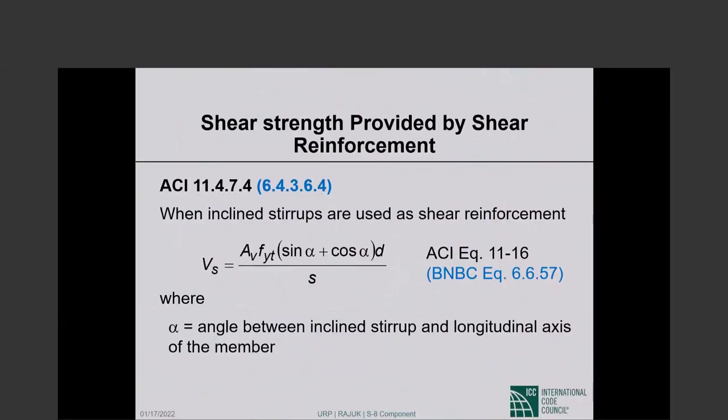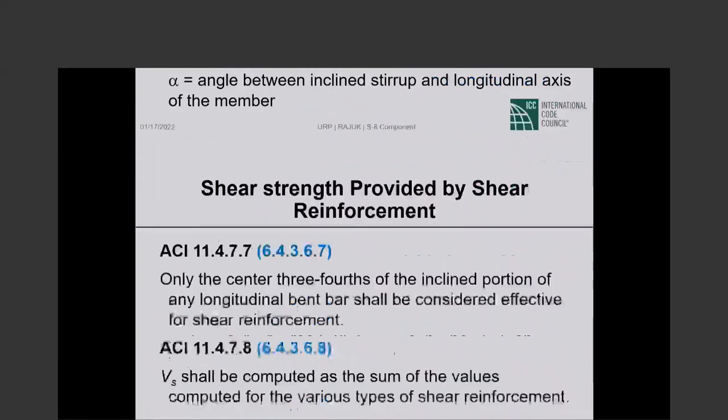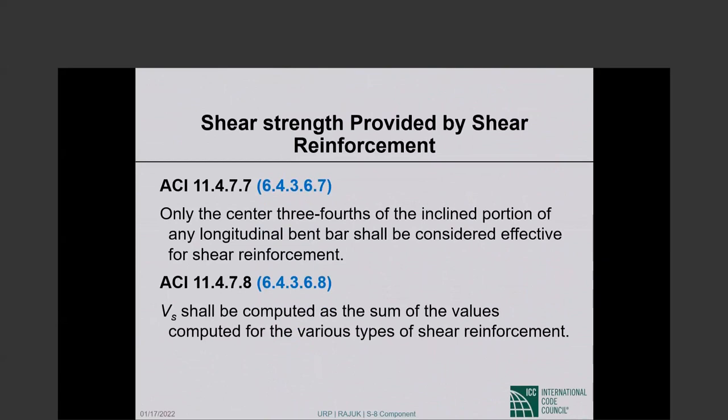Then there are expressions for V sub S for inclined bars and things, which I will skip. I don't know that those are of high interest. Even though this is about inclined bars, this is, I think, important. Only the center 3/4 of the inclined portion of the longitudinal bent bar shall be considered effective for shear reinforcement. V sub S shall be computed as the sum of the values computed for the various types of shear reinforcement. This is important: if you have inclined bars and stirrups, V sub S will be the combined contribution of the inclined bars and the stirrups.